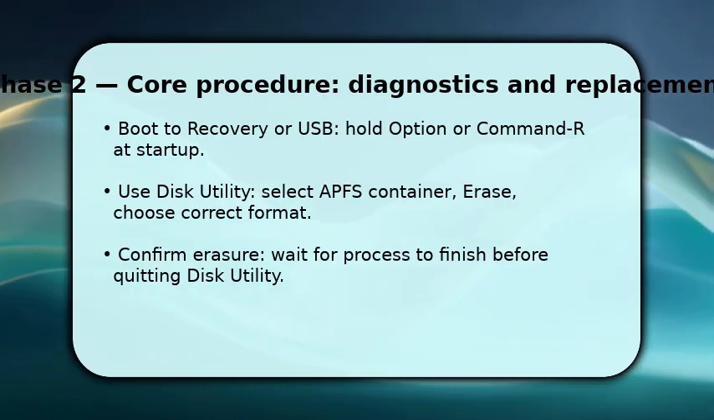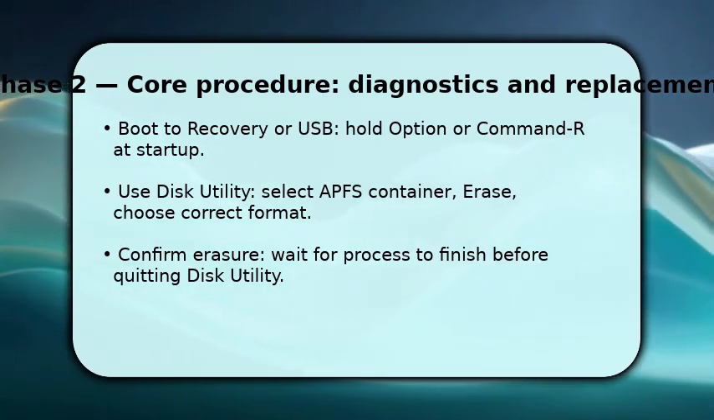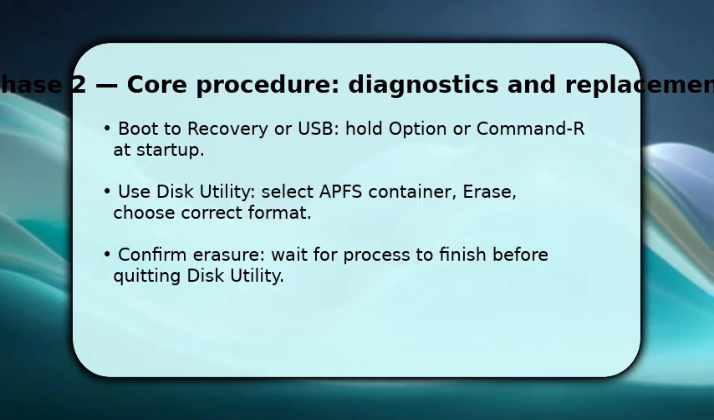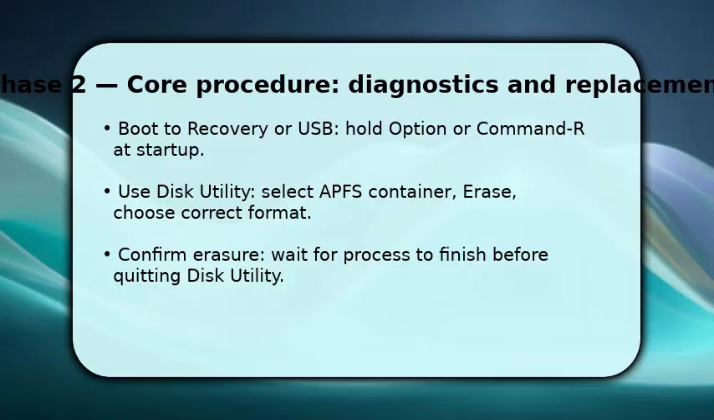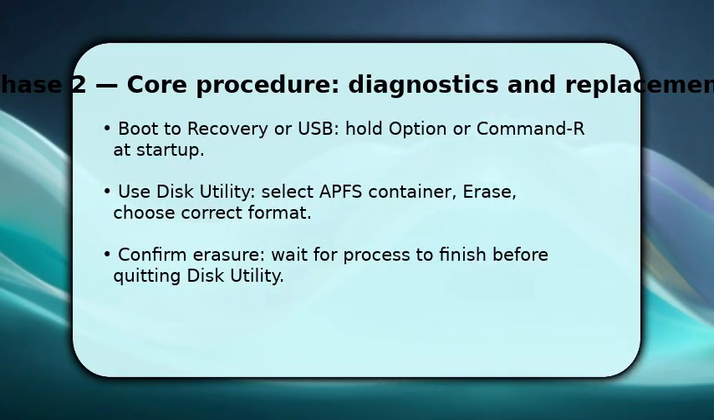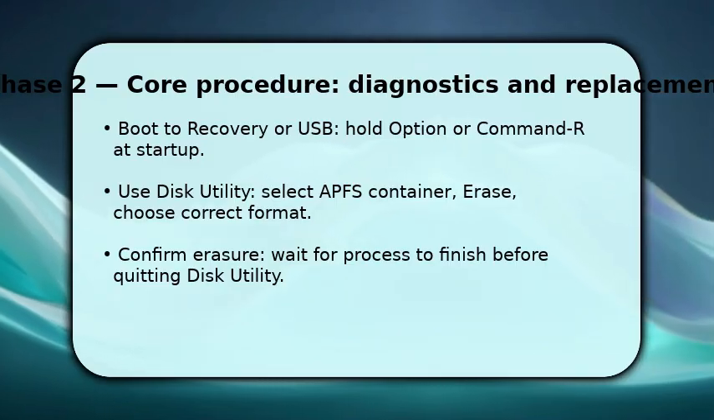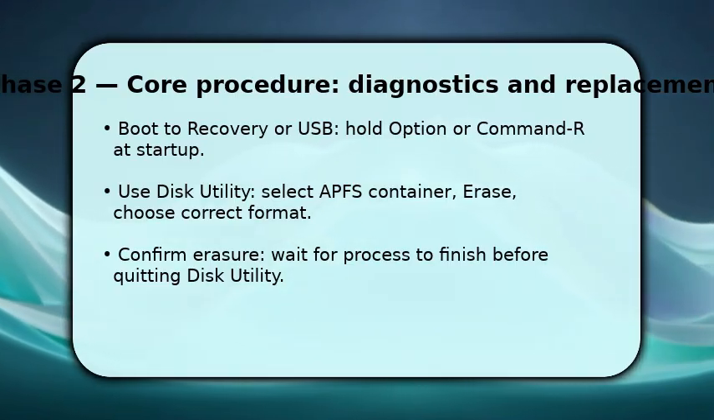Select the APFS container that holds macOS Catalina, then click Erase. Pick APFS or Mac OS Extended, Journaled, only if your target installer requires it. Confirm and let the erase complete. Do not interrupt. This wipes Catalina and its system volume, preparing the drive for a clean install.